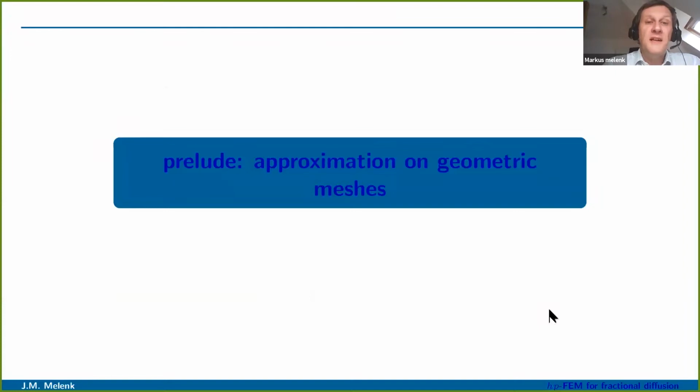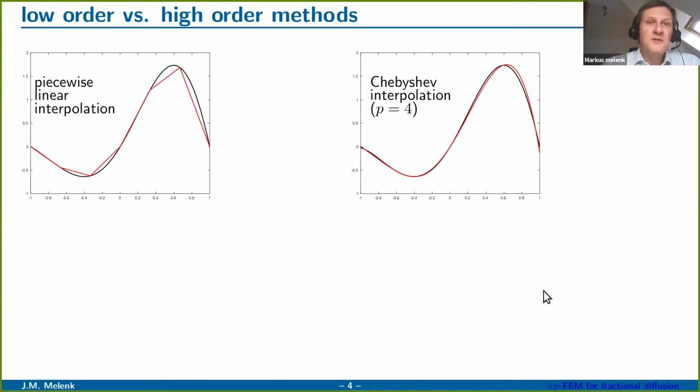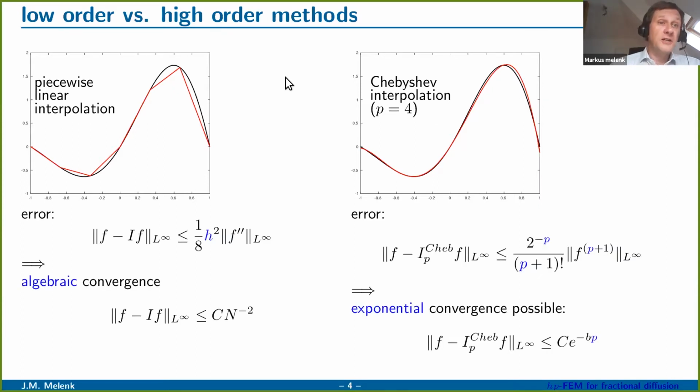Okay, so let me start with something very simple about geometric meshes. The first question that I want to discuss is, why should I care about high order methods? So this is a very simple question. Let's say I have a smooth function here, this black curve, and I want to approximate it with, let's say, a piecewise linear function. So I do here a piecewise linear interpolant, or I want to approximate with a higher order polynomial. So in this particular case, a polynomial of degree 4, and I chose a Chebyshev interpolation. So already qualitatively, you see that the polynomial of degree 4 is a much better approximation than this piecewise linear one.